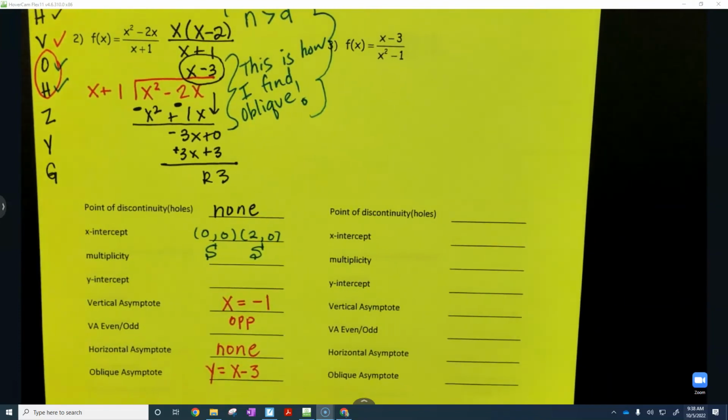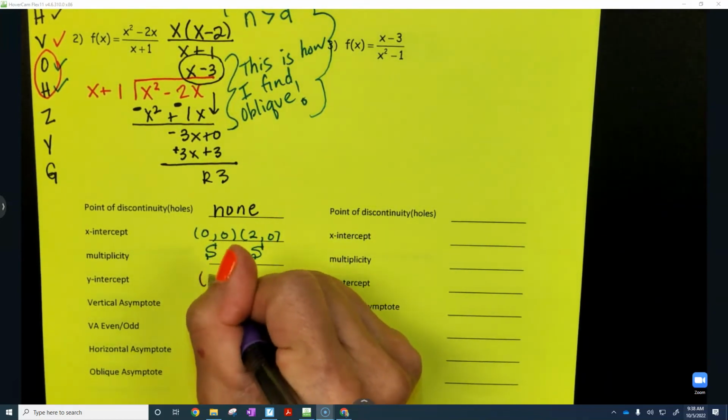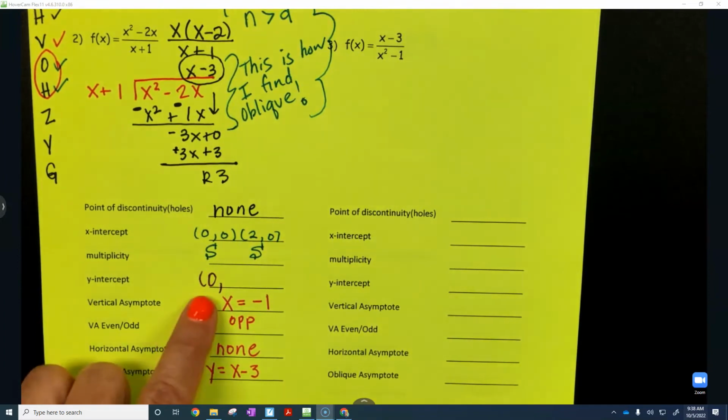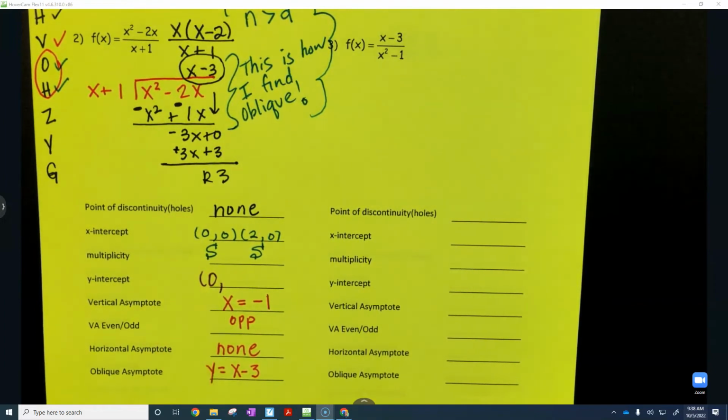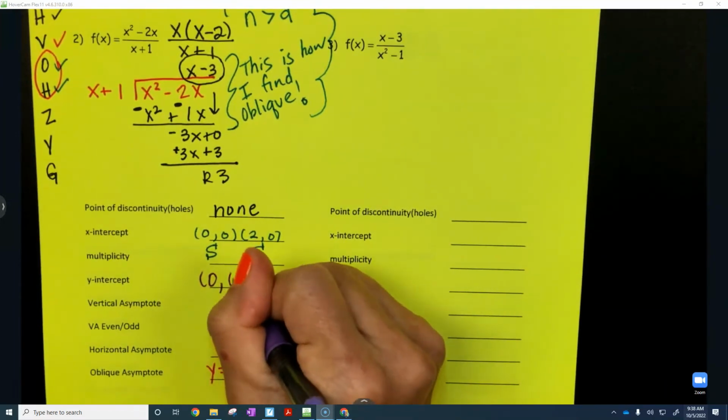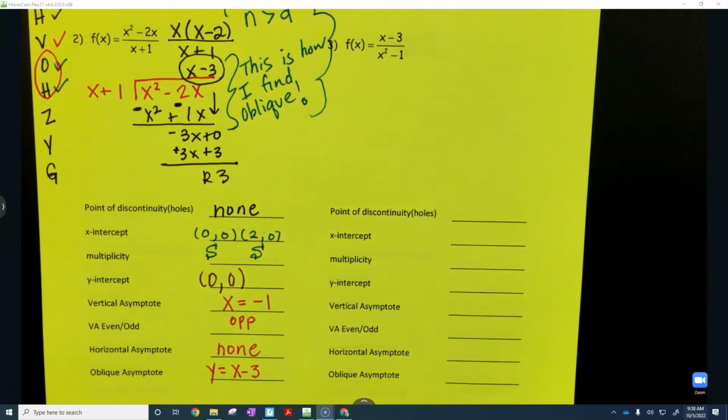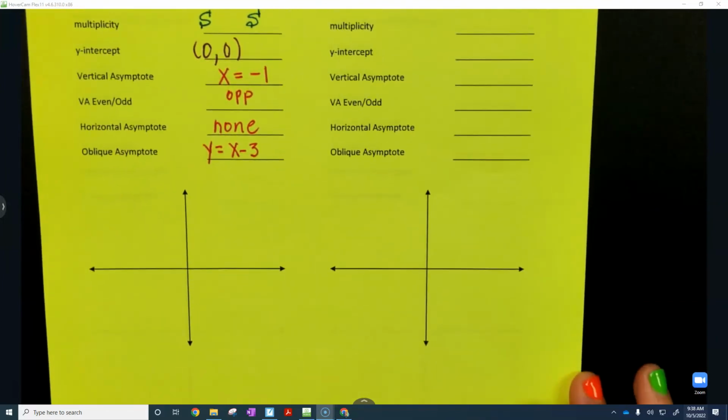All right, now let's talk about the y-intercept. So remember, for the y-intercept, x equals 0, so we're going to plug in x. Oh, I already have the y-intercept. Remember, when it goes through the origin, it's the y-intercept at the same time. All right, that's it. We now have everything to graph. So let's go ahead and start graphing, guys.